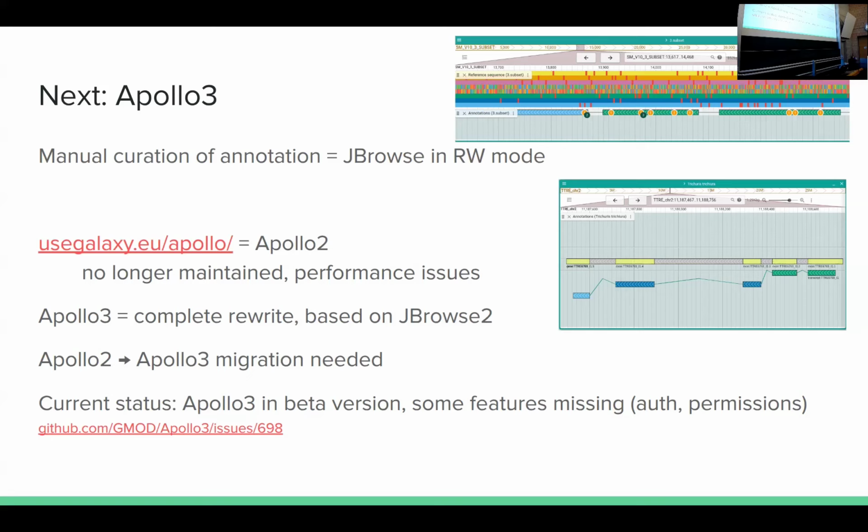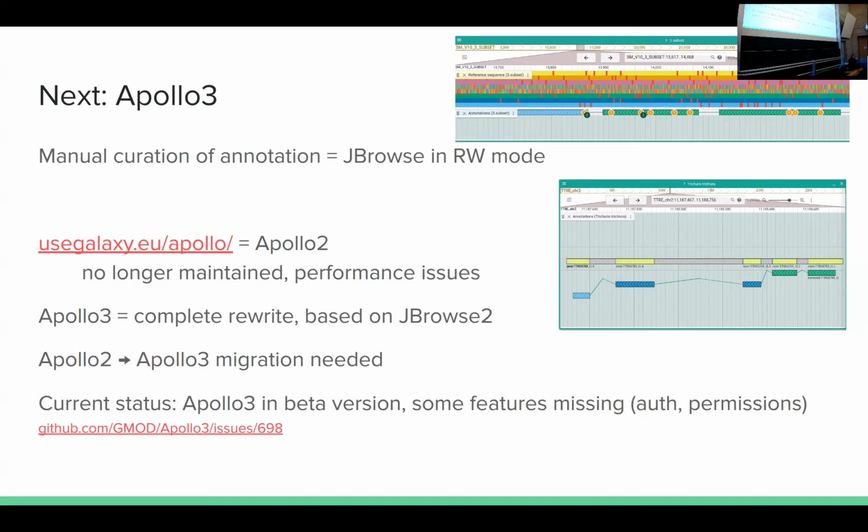So Apollo, there was an old version that is named Apollo 2 that is deployed on usegalaxy.eu. The problem is that it's no longer maintained, and we have some performance issues because we have a lot of user-loaded data in it. We have a new version of Apollo, which itself is also a complete rewrite that is based now on JBrowse2 and looks like on the screenshots there.